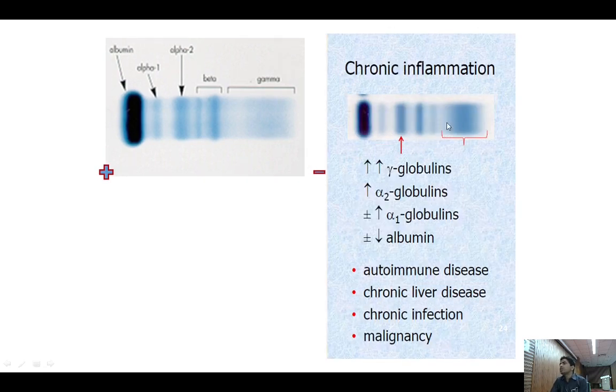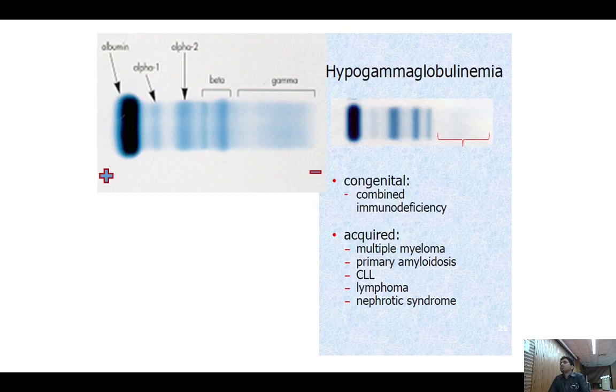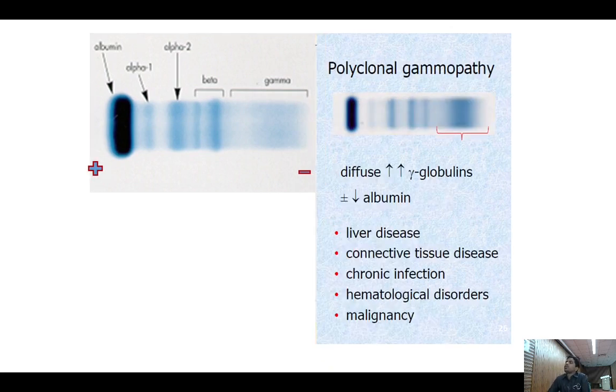Now if gamma globulin and alpha 2 globulin are increased, then it is chronic inflammation. And chronic inflammation, of course, happens during malignancy also. So chronic inflammation, chronic liver disease, malignancy, but the most important will be chronic inflammation, when you find that gamma globulin is also increased along with alpha 2. Those molecules are generally increased to fight the infection, and in inflammation which is going on for a long time. So that's why in chronic inflammation these molecules will be increased. Hypogammaglobulinemia is very obvious. Then polyclonal gammopathy.